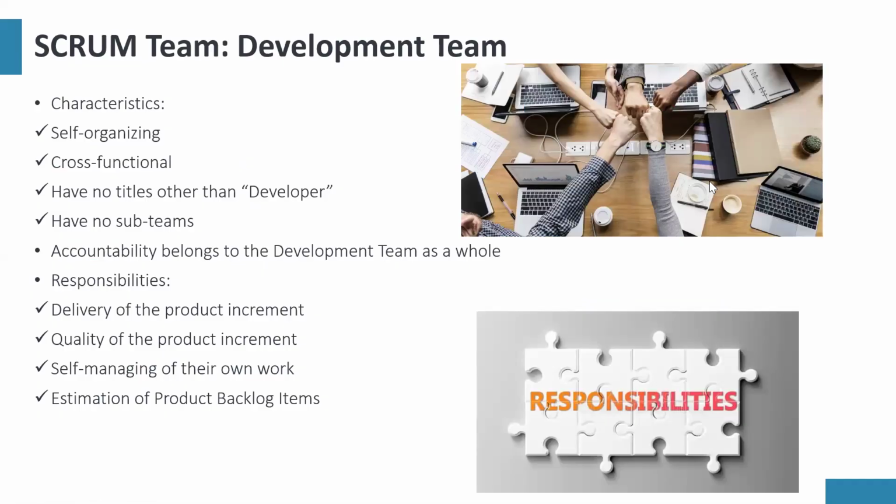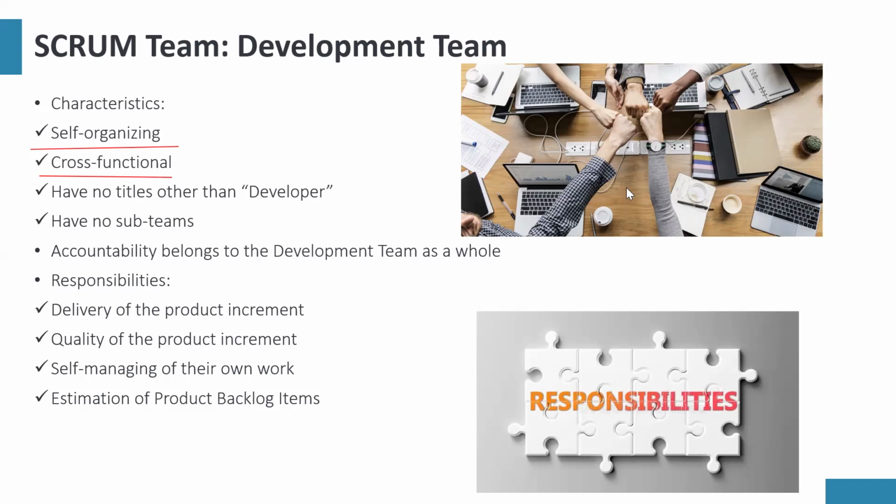So let's look at the third member of the Scrum team, which is the development team or developers. Now, development team or developers. Number one, they're self-organizing, which means nobody needs to show them how to do their work or what to do. They are cross-functional. Now, what does cross-functionality mean? It means everybody we need to build software is in that team. We don't need anybody outside the team.